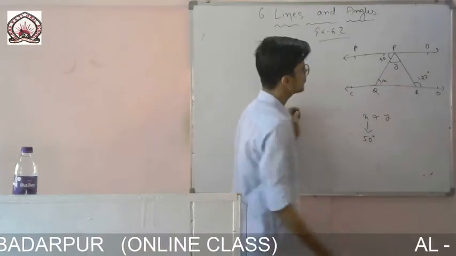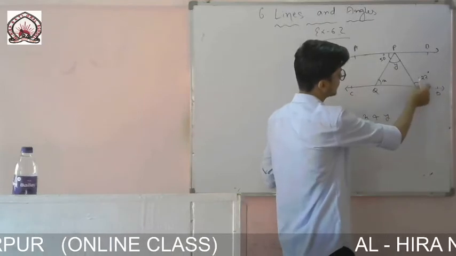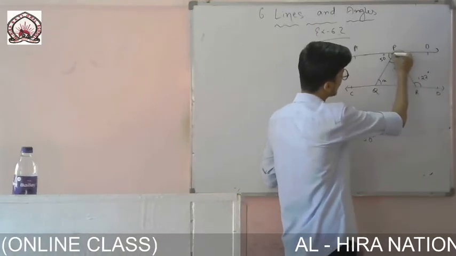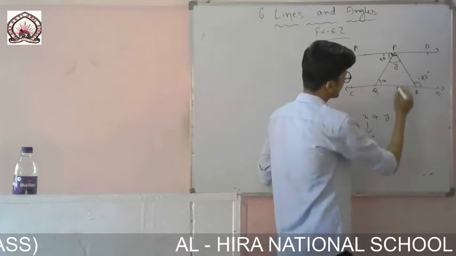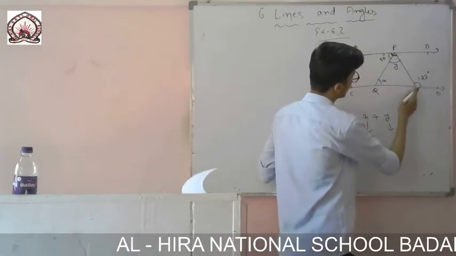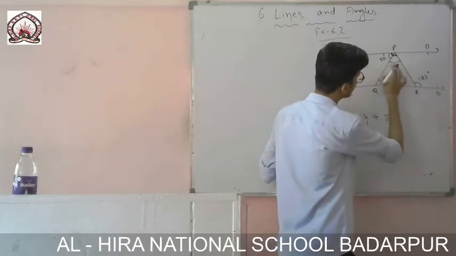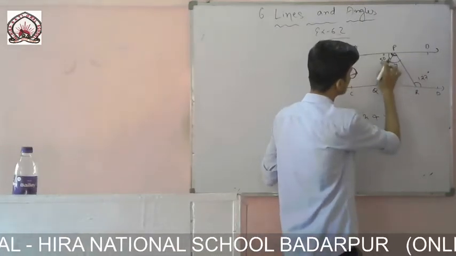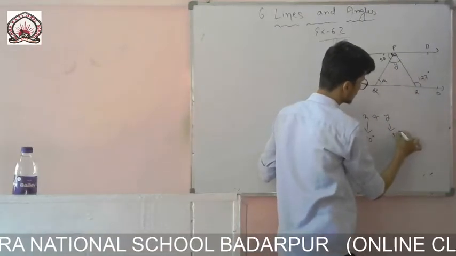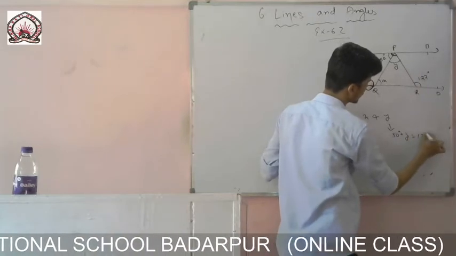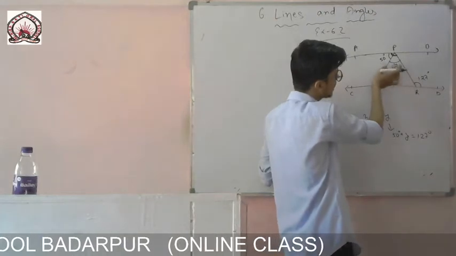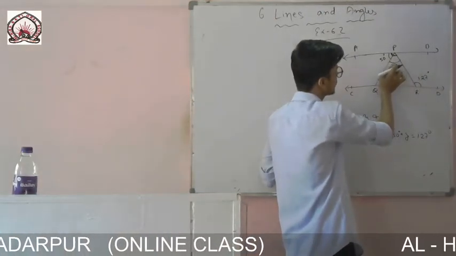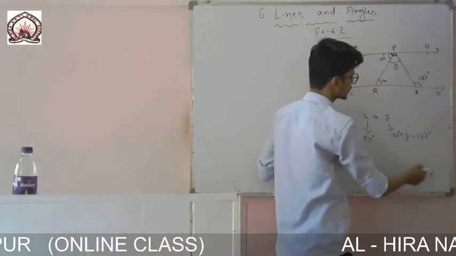And the value of Y. Y I can find from this angle and this whole angle, it is an alternate angle. So in place of Y, I can find it by making an equation. It will be 50 plus Y equals 127 degrees, because this angle and this whole angle are alternate angles, and this whole angle measures 50 plus Y. So 50 plus Y equals 127 degrees.